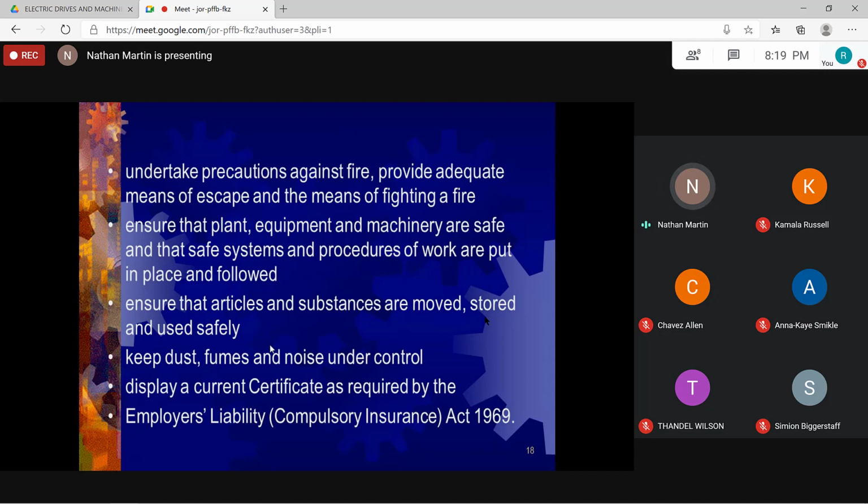So somebody goes around and cuts off the nozzles, right, to put persons in danger. Our next point is to ensure that plant, equipment, and machinery are safe, and that safe systems and procedures of work are put in place.